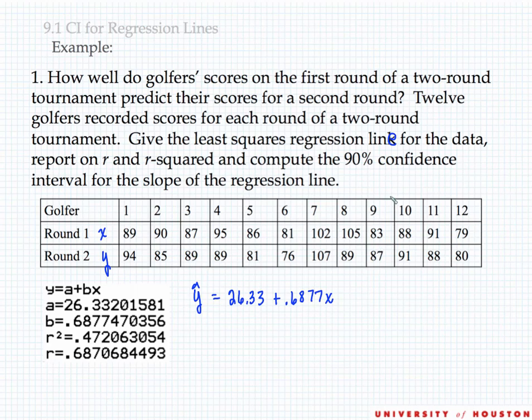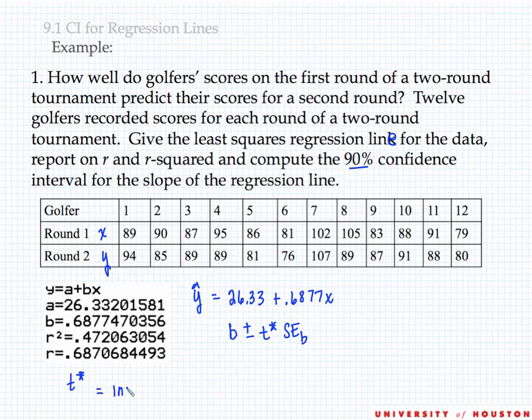All right, so now we're going to create our confidence interval for the slope. Once again, our formula is our slope from our data that we're given plus or minus our t star critical value times the standard error of the slope. Let's get our t star critical value. Remember, this is a 90% confidence interval.